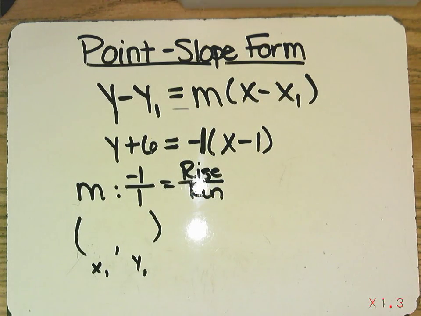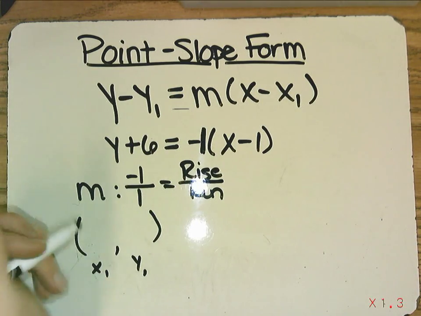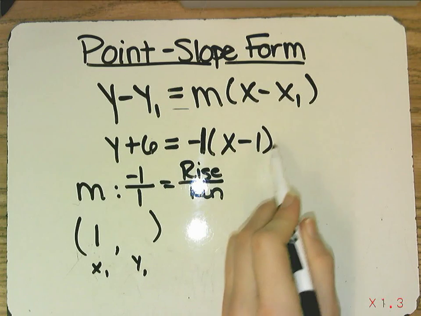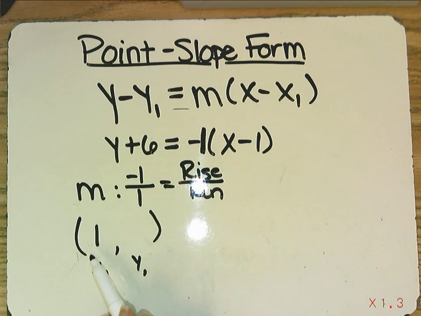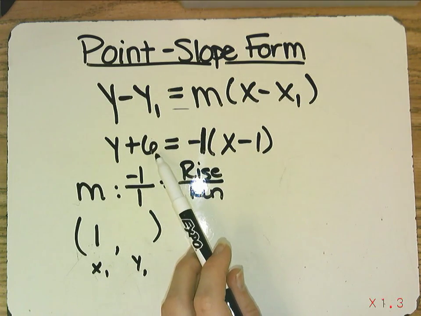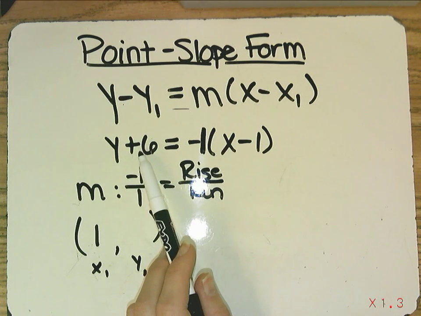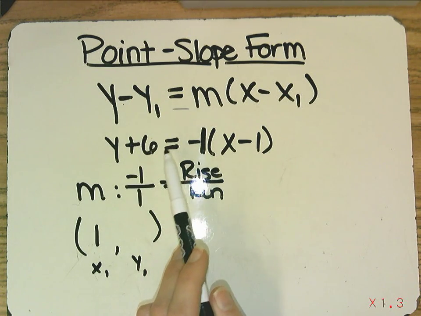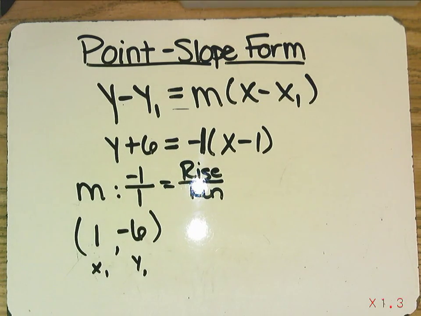The next thing I'm going to do is look for my x1 and y1. So here, what value is in place of x1? A 1. And remember, I'm going to take the opposite of what I see. So this looks like negative 1, but really it's a positive 1. And now my y1. Well, here I have 6 in place of y1. But instead of a minus sign, there's a plus here. And I'm going to take the opposite of whatever I see. So it looks like plus 6, so I'm going to take minus 6.